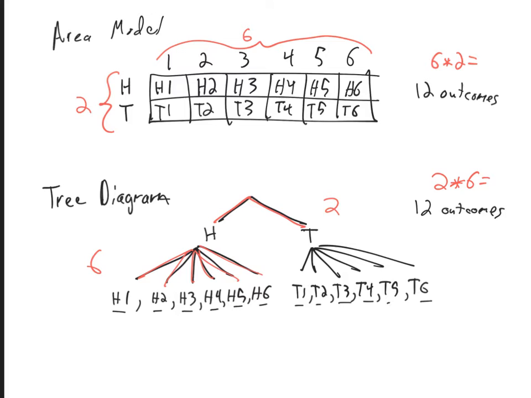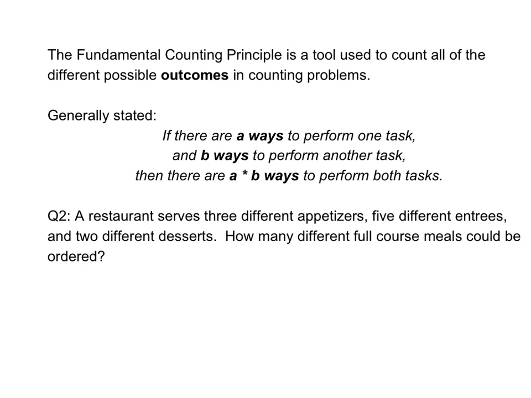So instead of drawing these diagrams, we could have just looked at 2 possible outcomes when we flip the coin, heads or tails, 6 possible outcomes when we roll the die, and if we do 2 times 6, we end up with 12. So that extends to a very useful concept, which is called the fundamental counting principle. And we use this when we want to count up all of the different possible outcomes in a counting problem. So there's that word again, outcomes.